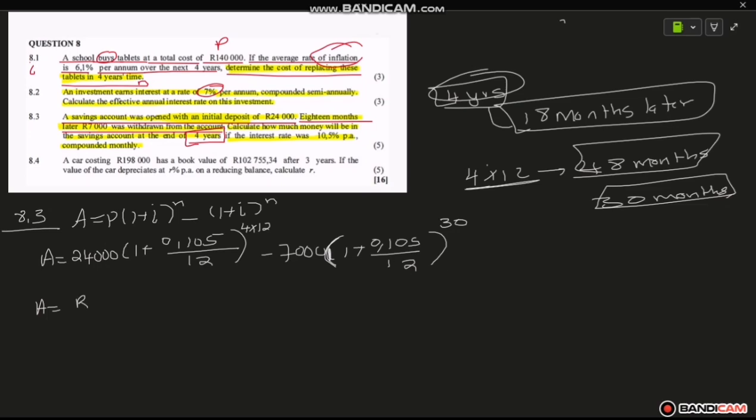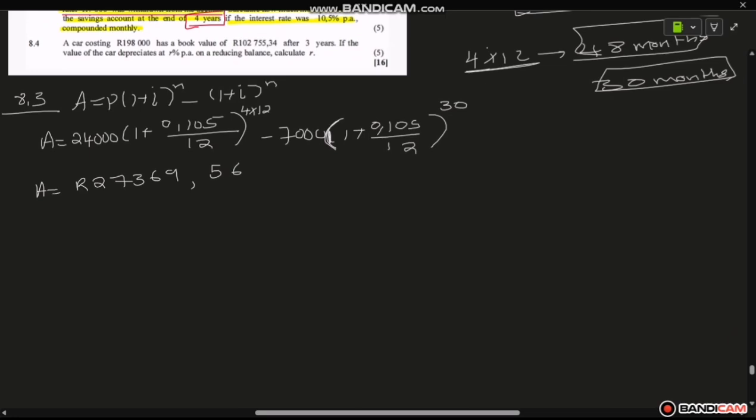So my answer is 27,369.56 cents. So that's my answer. I don't know if it corresponds with what you got, but this is my answer. You can confirm if my answer is correct based on the substitution that we have above.